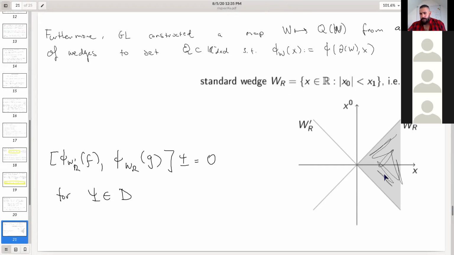So that is the right wedge. Basically, x0 is less than or equal to x1. And the causal complement of that is this other wedge here, the left wedge.